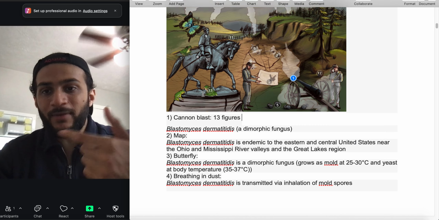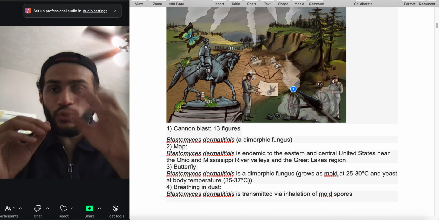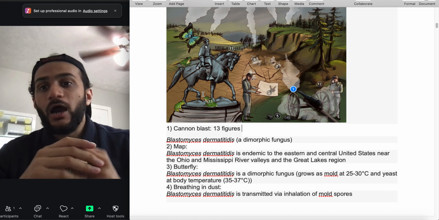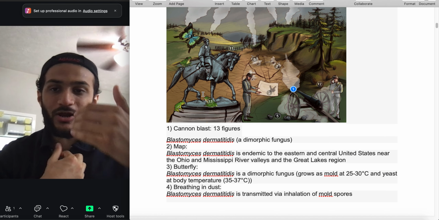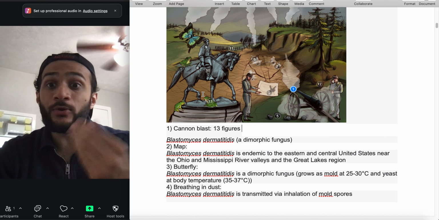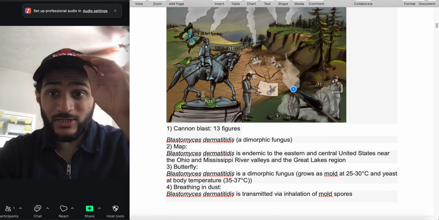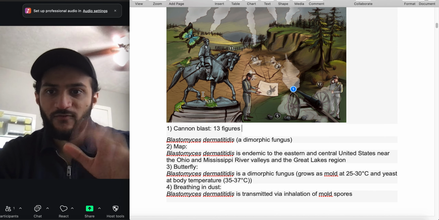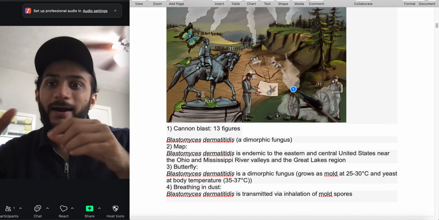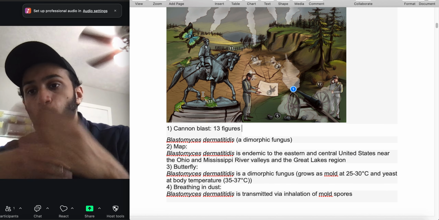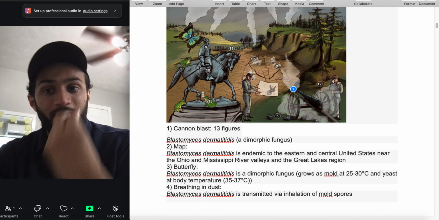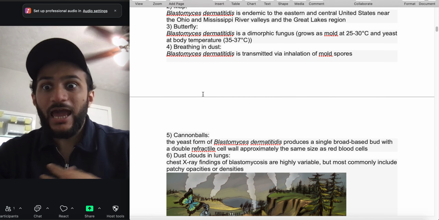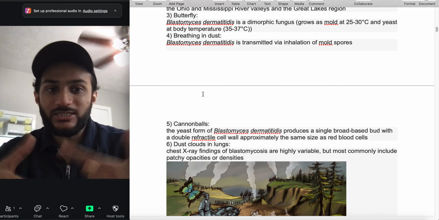So quickly we're going to recap blastomycosis dermatitis. First we want to look at the cannon blast, blastomycosis dermatitis. The second thing you want to look at is the map. This can affect Eastern America, Central America, the Ohio, the Great Lakes. The next thing you want to look at is the butterfly. This is going to be cold mold and then heat yeast. The fact that it is cold mold means we can inhale it in the dust, which is how we can get affected. Then it can form problems in the lungs, and it can lead to granuloma formation. So essentially, this can lead to pulmonary granuloma.